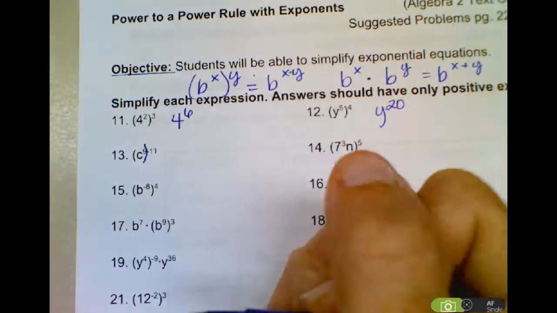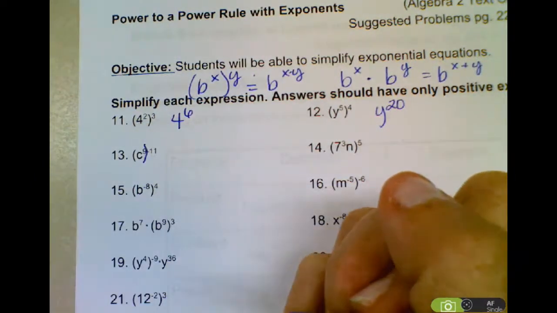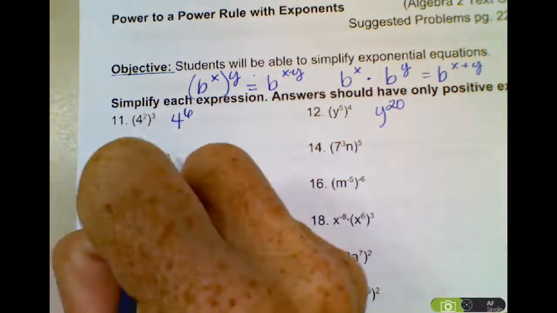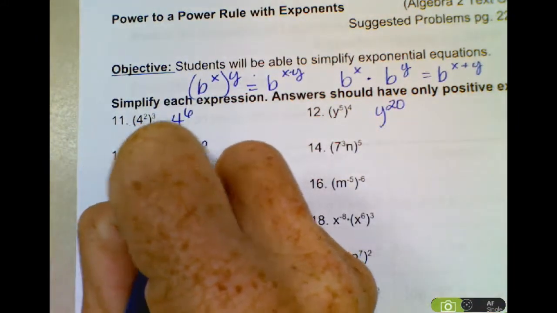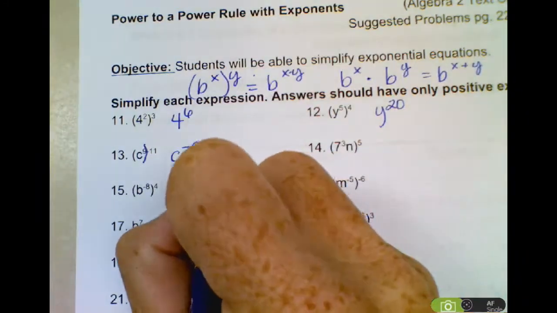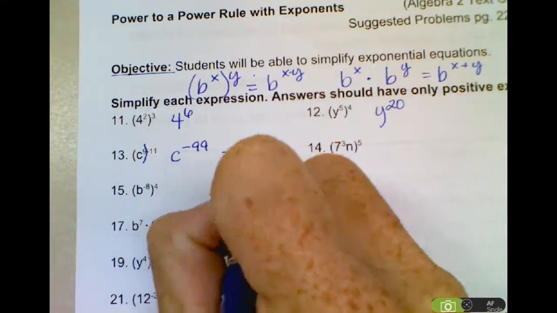c to the 9th, there should be parentheses around there. If some of you did 9 minus 11, that's fine. It should be c to the 9th to the negative 11th power. That would give me c to the negative 99th. I know the negative exponent means reciprocal, so that means I put it on the bottom and make that exponent positive.